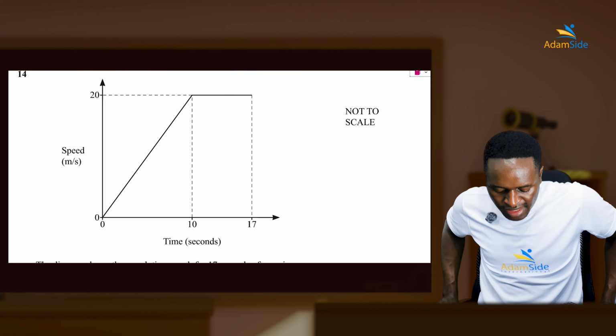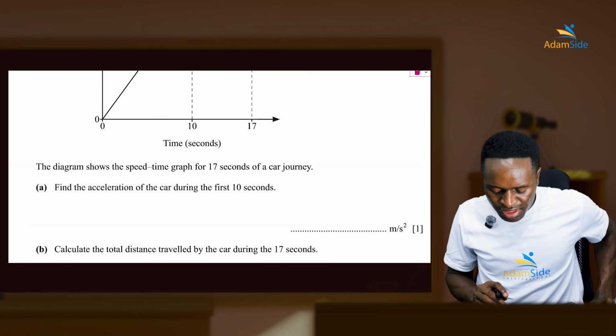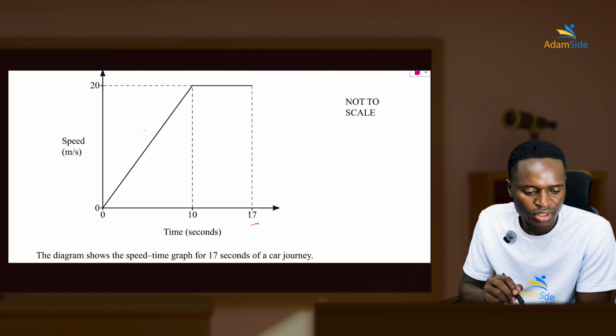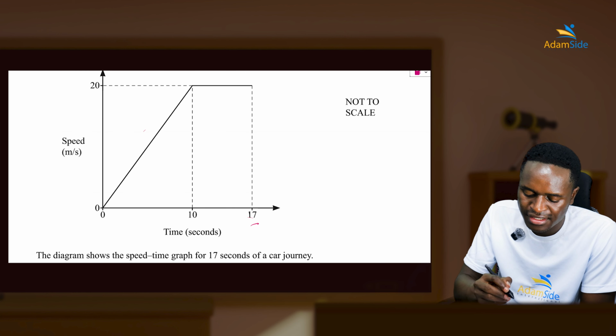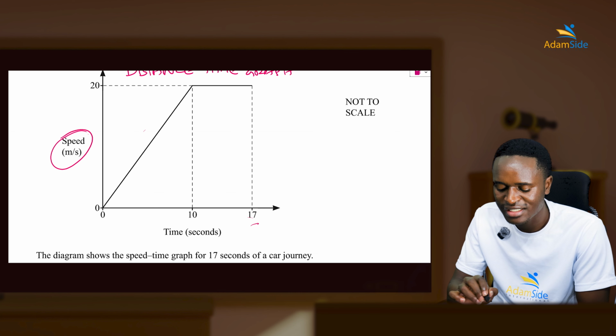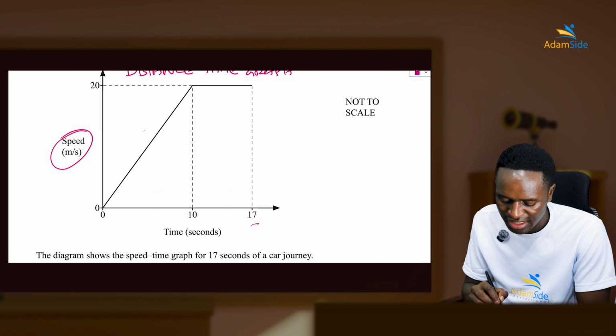Correct. Question 14 says, the diagram shows the speed time graph for 17 seconds of a car journey. Find the acceleration of the car during the first 10 seconds. So in this question, it's a speed time graph. Normally we have distance, but here we're having speed, with speed and time in seconds.